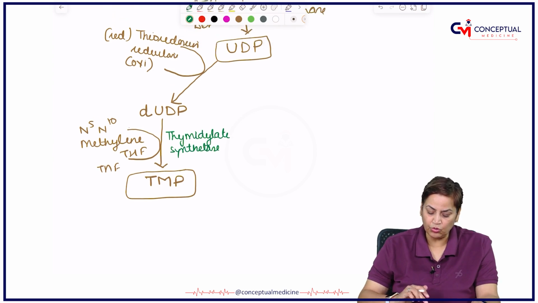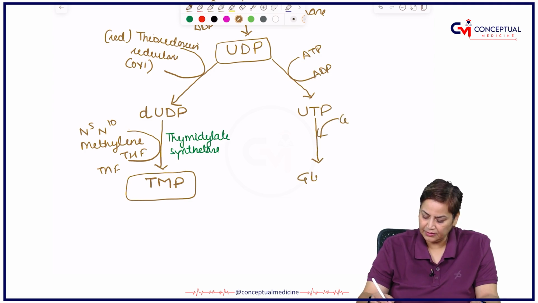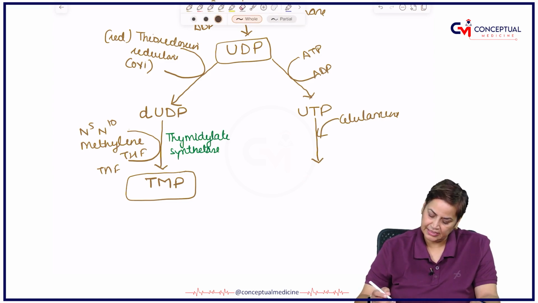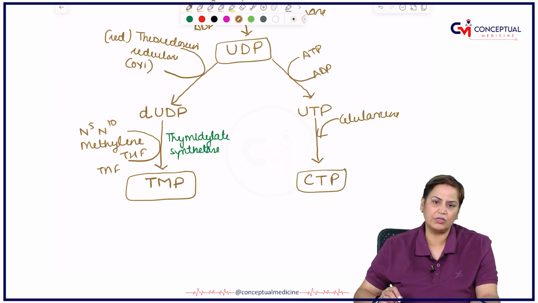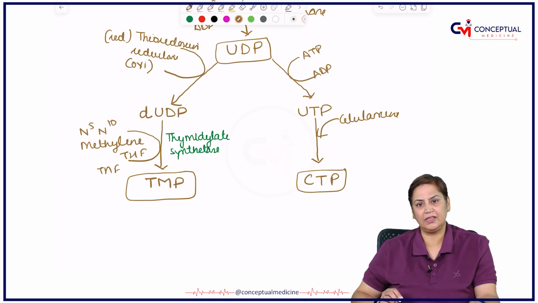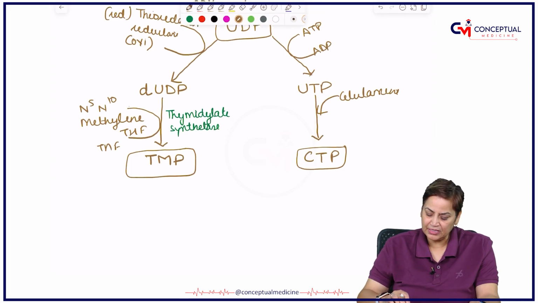And if we talk about UDP again, this UDP will undergo one more kinase reaction, forming UTP, taking glutamine to be converted into CTP, cytidine triphosphate. So this is how the synthesis occurs, and the most interesting thing if we talk about is this uracil.